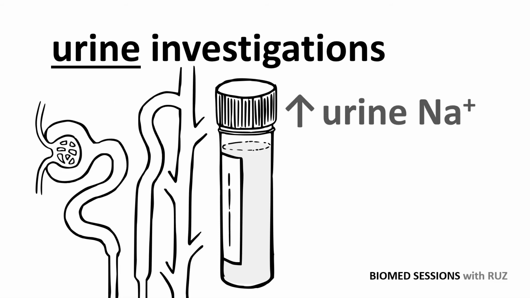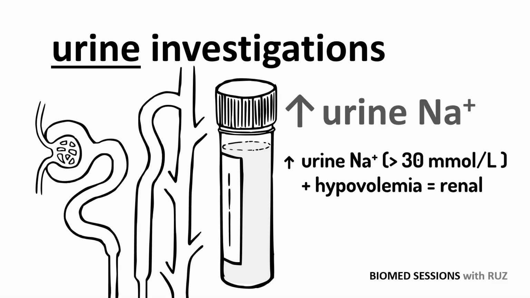A higher urine sodium of over 30 millimoles per litre alongside hypovolemia suggests a renal cause of hyponatremia. Naturally, anything that reduces or blocks the reabsorption of sodium in the kidney will lead to higher amounts found in the urine, hence the high urine sodium with thiazide diuretic use and in primary adrenal insufficiency.